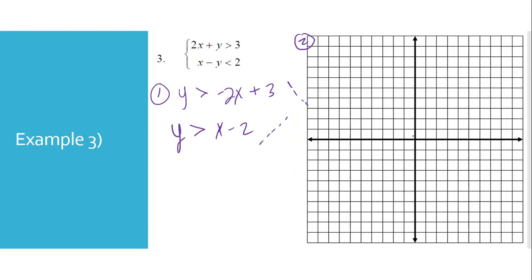So I'm going to go to 3. 1, 2, 3. And my slope is down 2 over 1. Down 2 over 1, down 2 over 1. And then the other one is going to be up 2 over 1. Up 2 over 1, up 2 over 1.